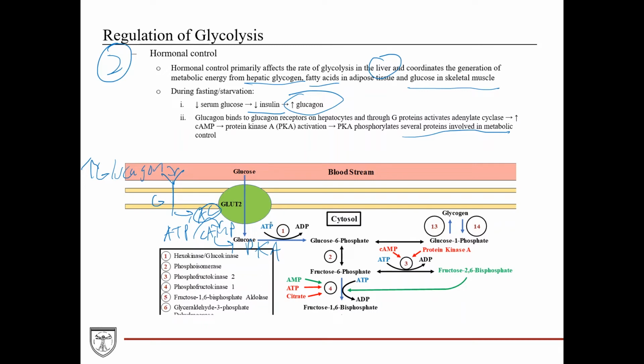Remember, we talked about in hepatocytes, it's actually going to decrease synthesis of glucokinase because glucokinase, remember, is involved in periods of fasting. And so that's just one of the effects of protein kinase A in hepatocytes during the fasting state.